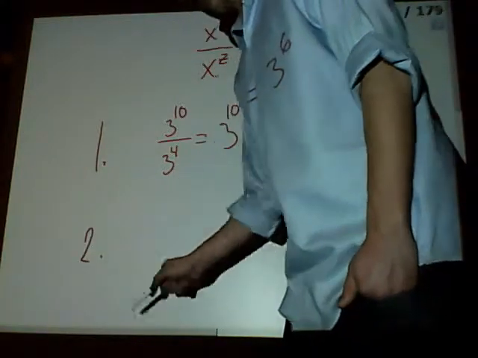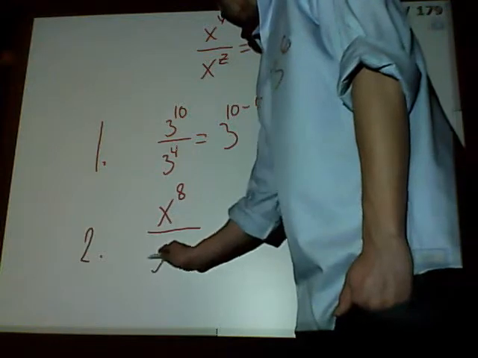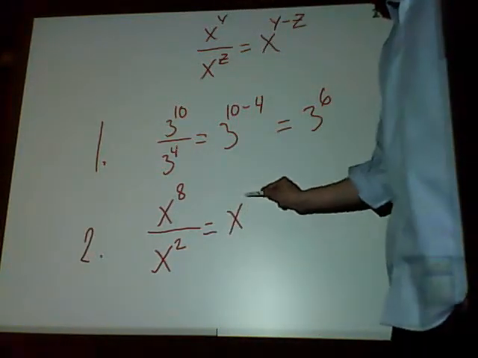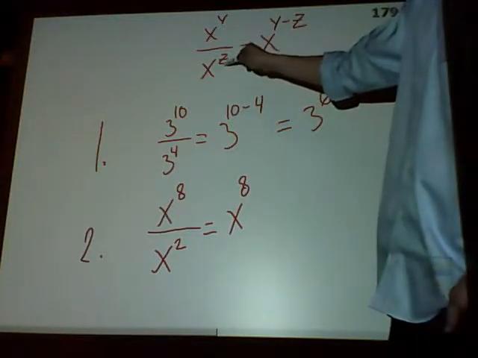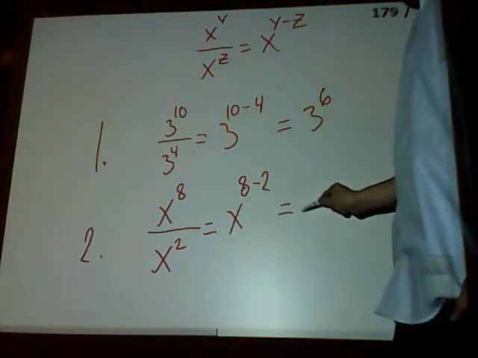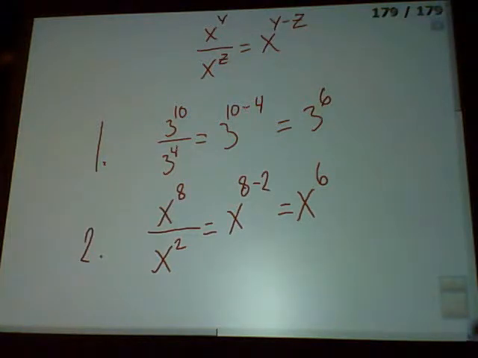3 to the 6th. All right, let's do another one. Let's do x to the 8 over x to the 2. Well, that's x to the 8. And like I said, don't forget, you subtract the number that's on bottom. The 2 is on bottom, that's the one we're subtracting. What's 8 minus 2? That's 6, okay? So we get x to the 6 in this one.